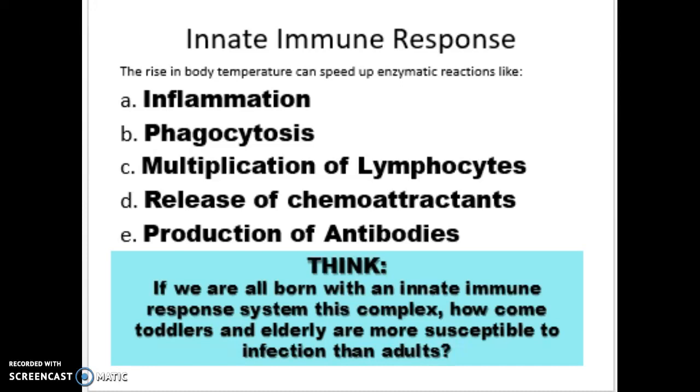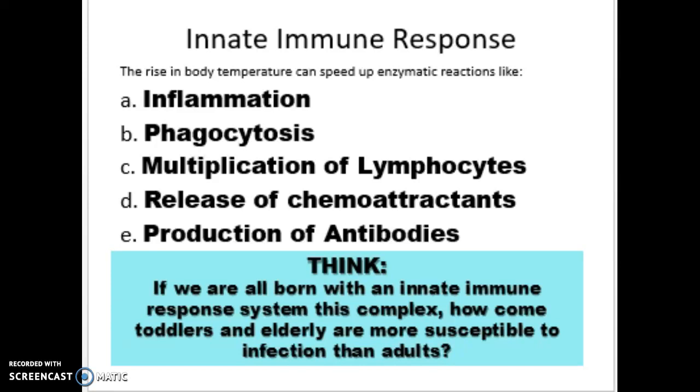So if we're born with an innate immune response system this complex, how come toddlers and even people that are very old are more susceptible to infection than adults? Well, hopefully you figured out that toddlers don't have an immune system yet. And with the elderly, it's because the immune structures that they're producing get too old. They don't last a whole lifetime.